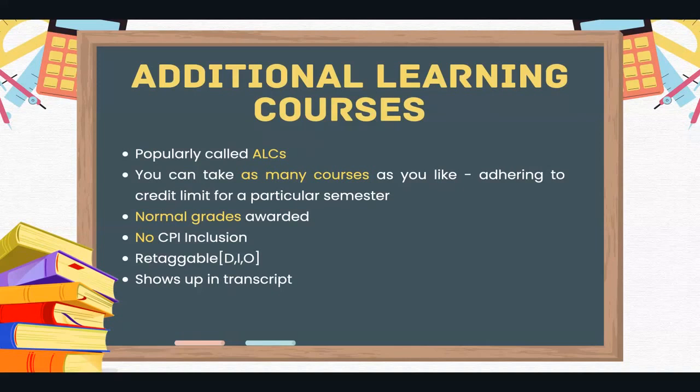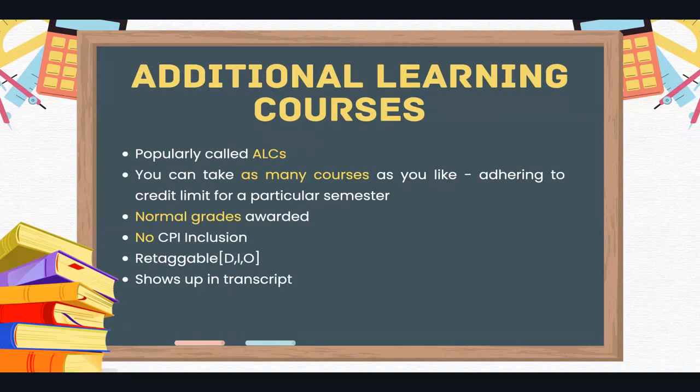Okay, so being clear about electives, let me tell you about additional learning courses. Additional learning courses are popularly called ALCs. You might have heard a lot about ALCs in your first few semesters. You can take as many courses as you like as ALCs, but you'll have to adhere to the credit limit depending upon your category. I would be revisiting the concept of category and academic standing in the future slides.